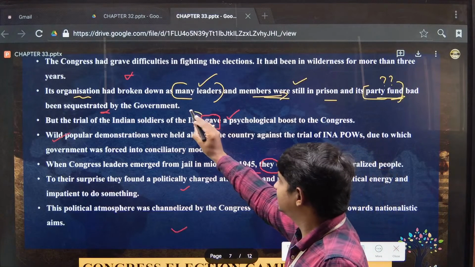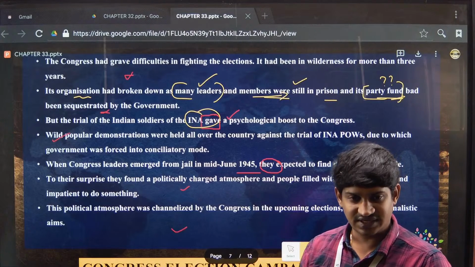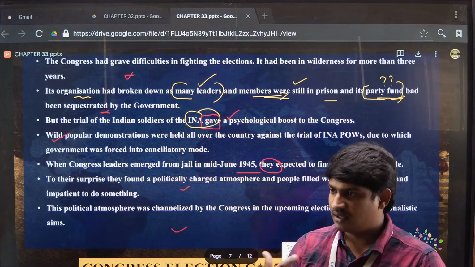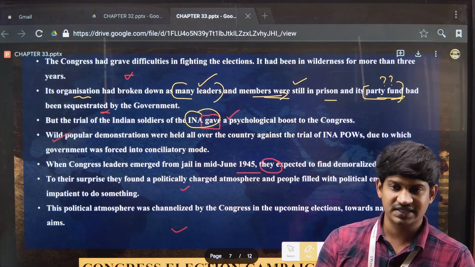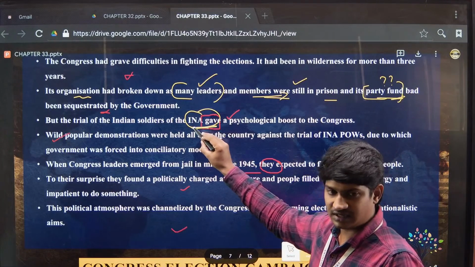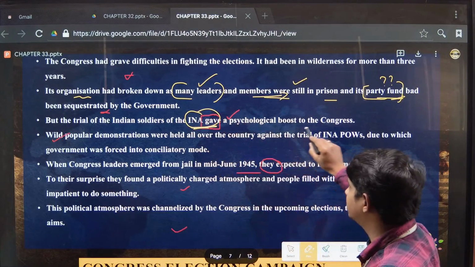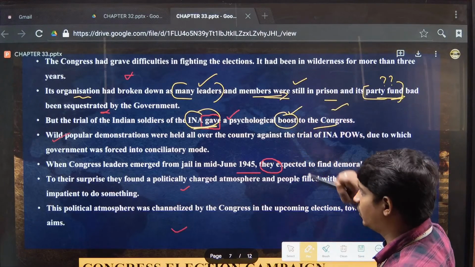And that is the trial of the Indian National Army soldiers. So for the sentence given to them, if there is a political leader, they will know easily, they will read the mindset of the people. So the INA trial added the spark towards the Indian national movement and acted as a psychological boost for the Congress.